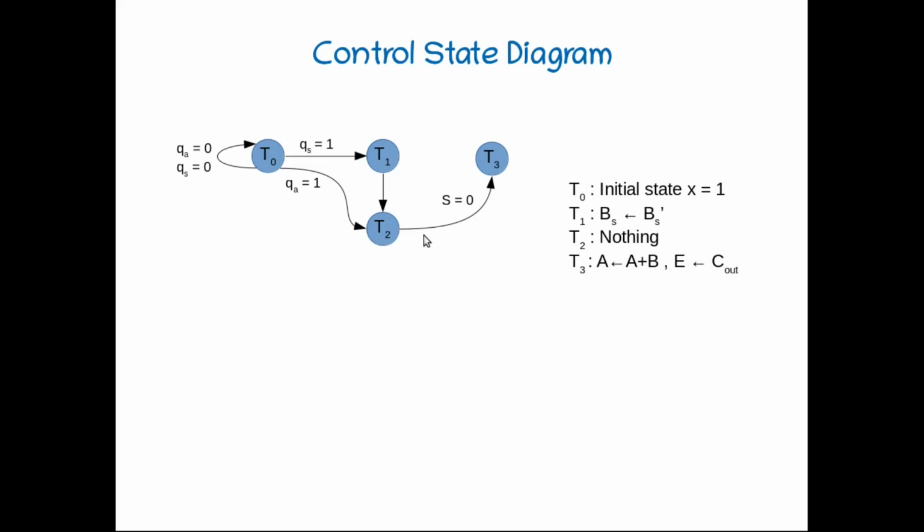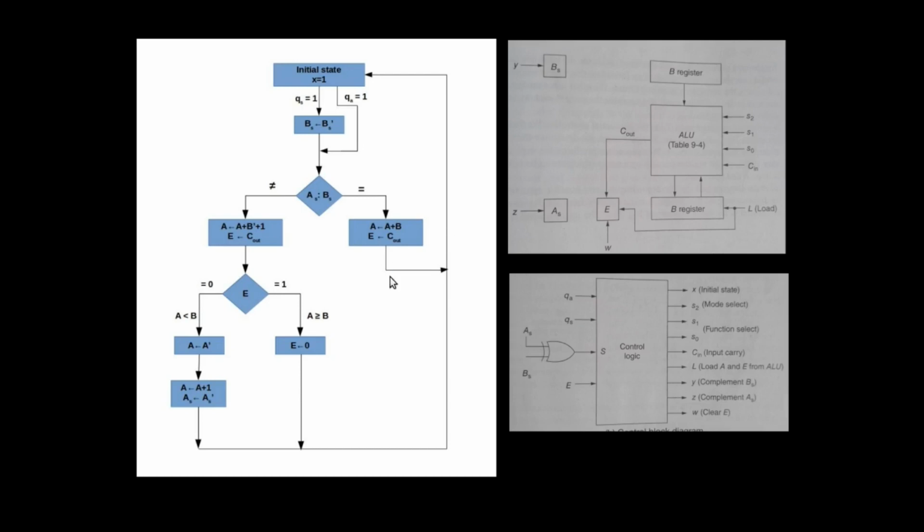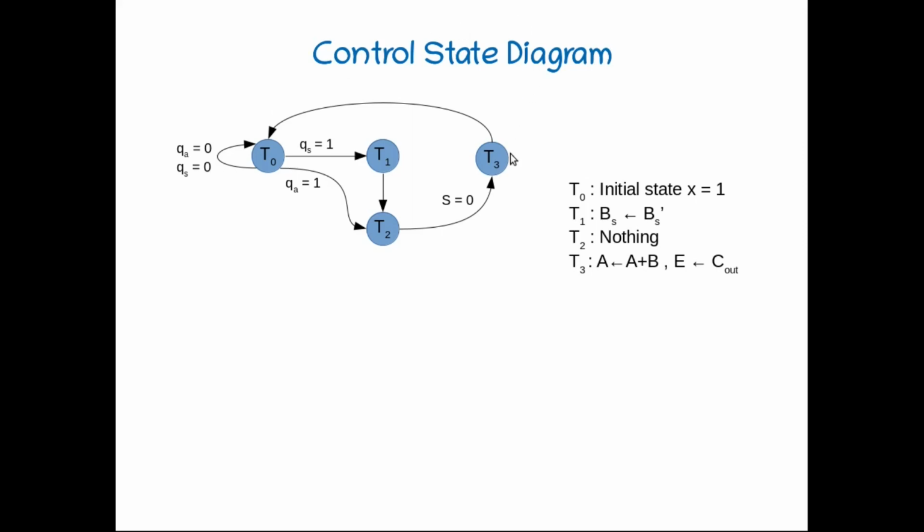If S is equal to 0, we have to go into T3 state. T3 is our A is equal to A plus B and E is equal to C out, and both have the same sign. Then the next state is T0 itself. After that we go into the initial state. This is from T3 to T0. These are the operations to be performed in T3.